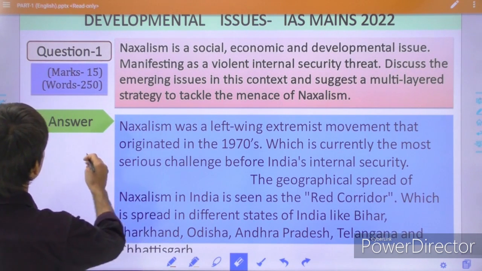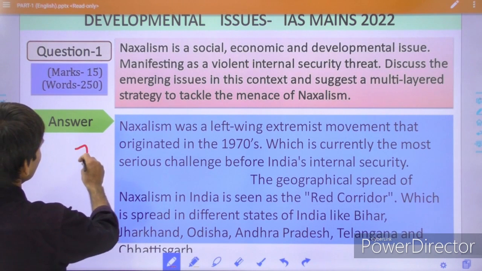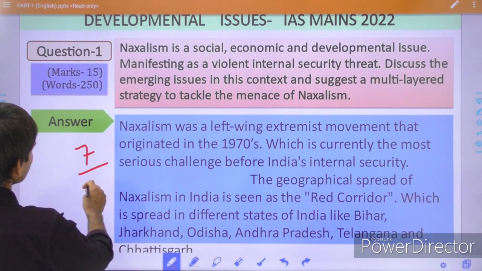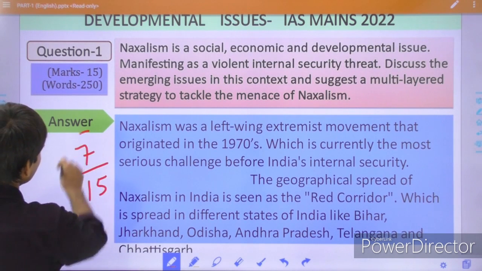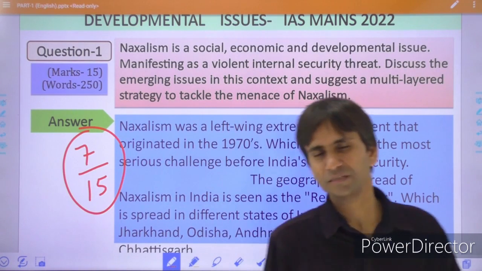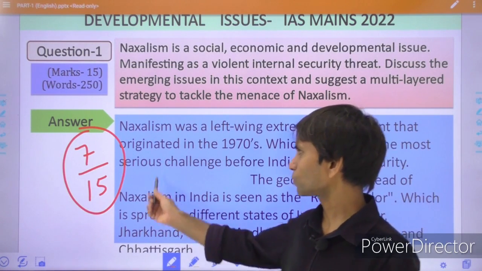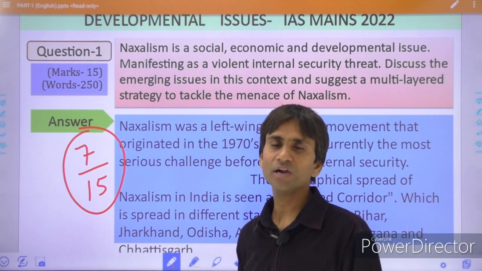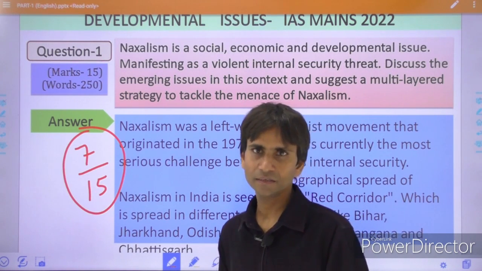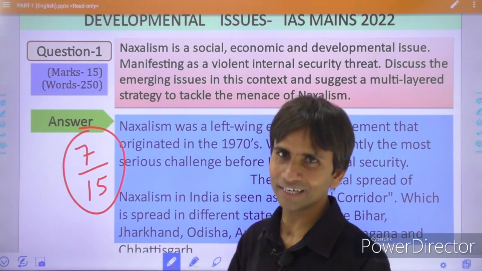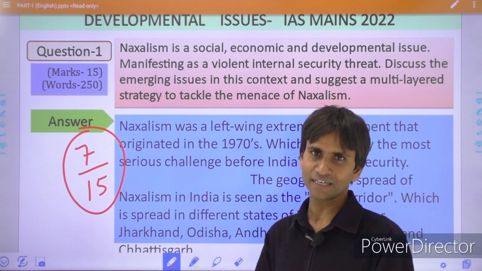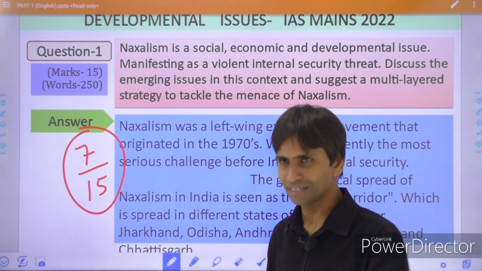The marking: the examiner may provide 7 marks out of 15. But we have to ensure more than 50% marks, or we have to ensure 10 or more than 10, if we want to place ourselves under 100 ranks, because for proper IAS you can only target putting yourself within the top 100 candidates if you belong to the general category.